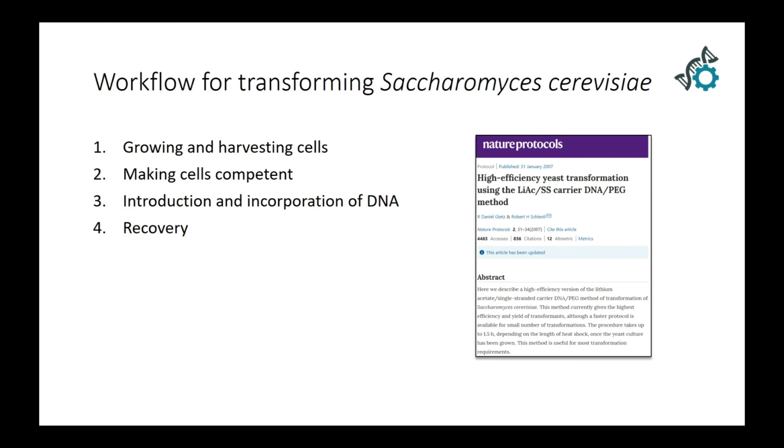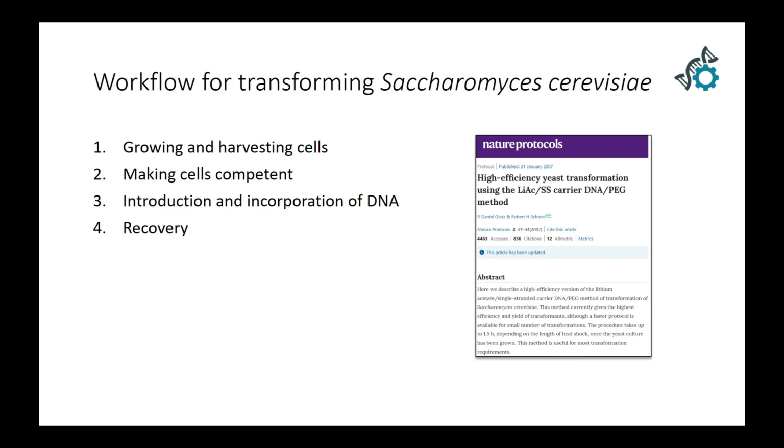I will now go through the transformation process of our favorite yeast, Saccharomyces cerevisiae. The protocol we're adhering to here is developed by Gietz and Schiestl, and I will post a link to this publication at the end of this slideshow. In general, there are 4 major steps to this process. The first step is growing some fresh cells. We need to harvest them at the optimal time point in their growth.